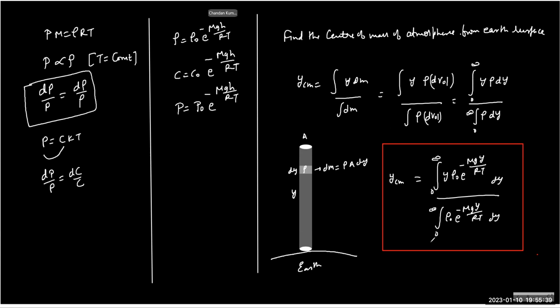Okay, so don't do this, I mean, you can do it at home. So the answer will be y CM. You will get the answer as RT by mg. Also, you can think dimensionally: y is the height, so RT by mg will have the same dimension as height. So just look at the formula here, and you know the answer.